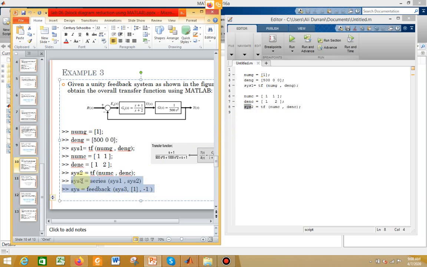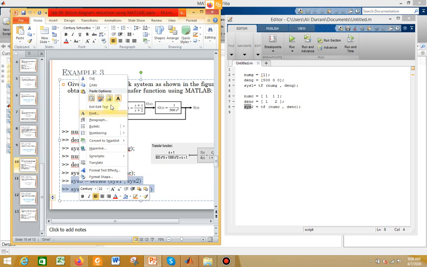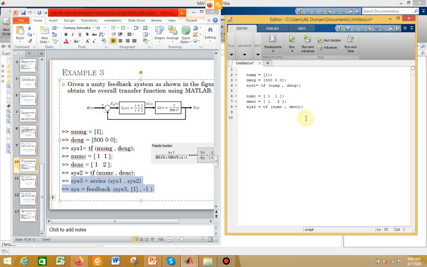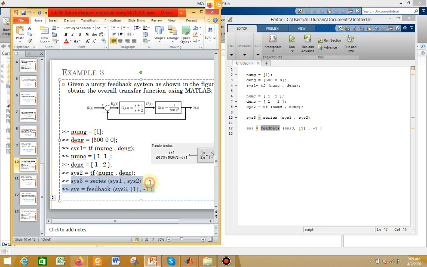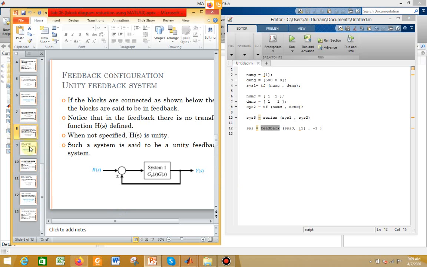Next, I have to configure both of these systems in series, because as you can see in the diagram, these transfer functions are connected in series. So here you can see that system 3 will be equal to series of system 1 and system 2, and in the end you have to apply the feedback to this system.